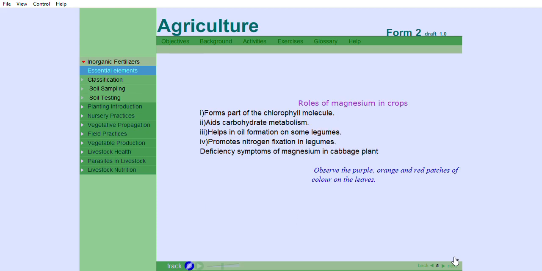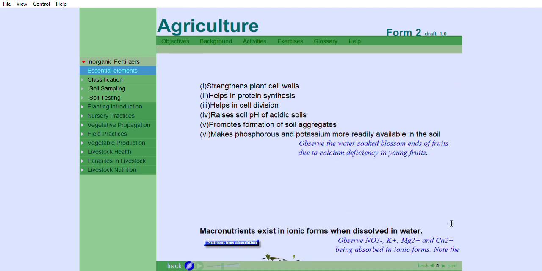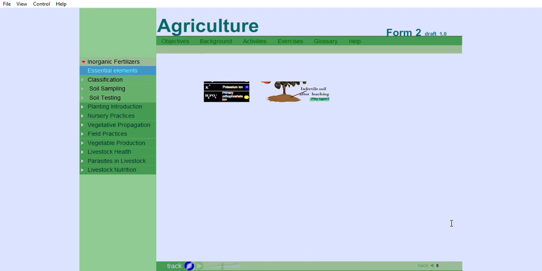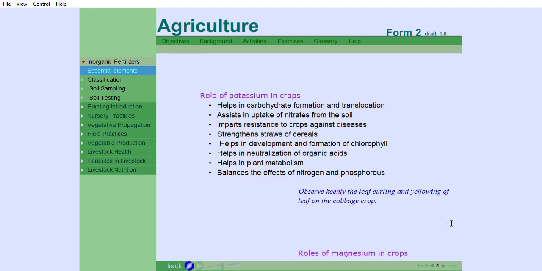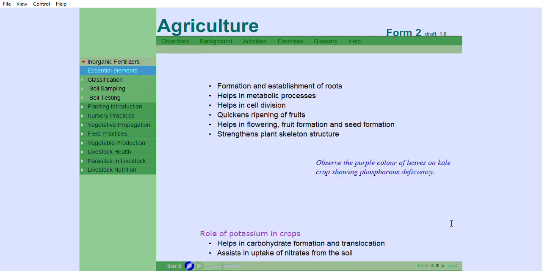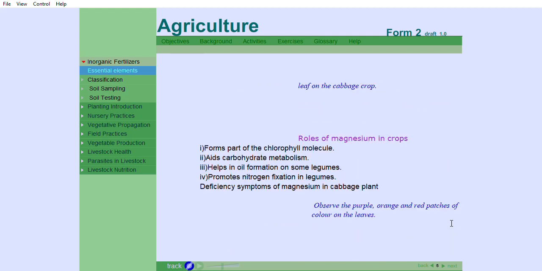Observe roles of magnesium in crops: forms part of chlorophyll, aids carbohydrate metabolism, helps in oil formation on some legumes, promotes nitrogen fixation in legumes. Deficiency symptoms of magnesium in oranges: observe the purple, orange and red patches of color on the leaves.